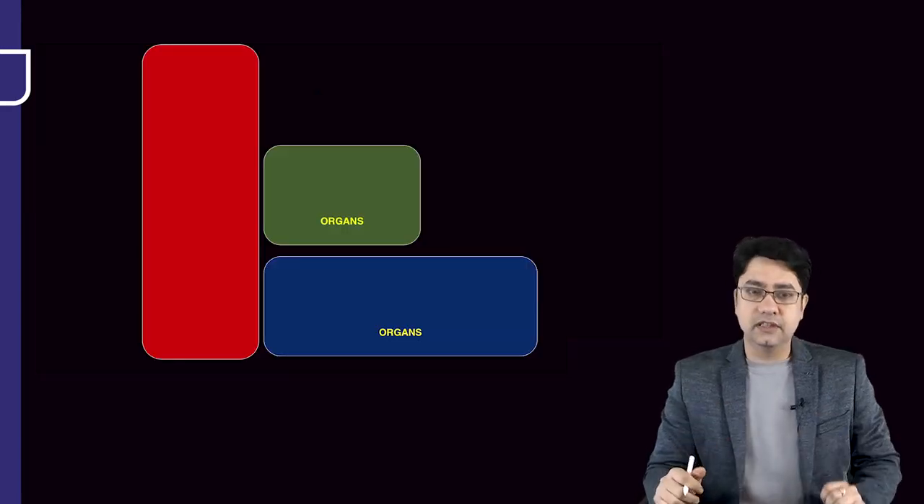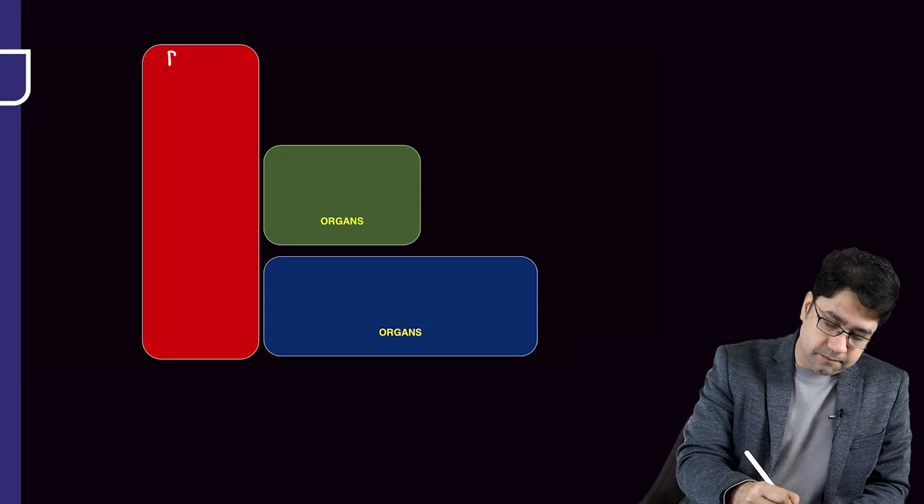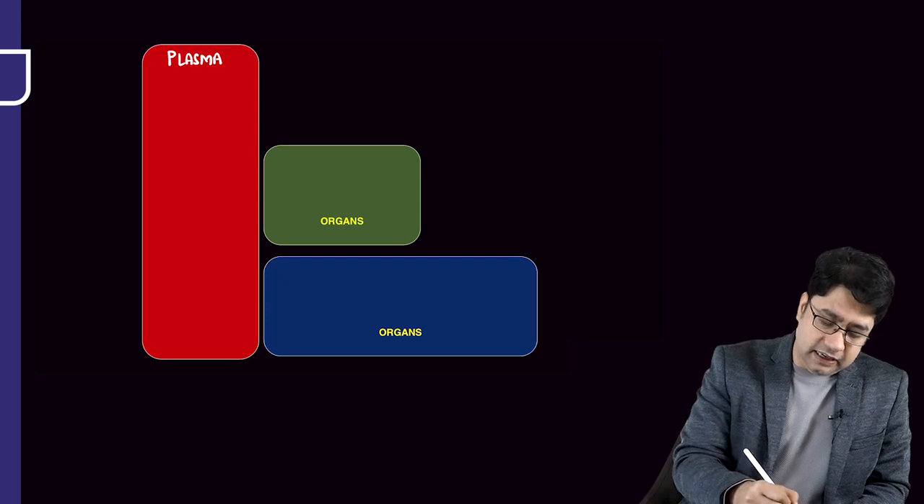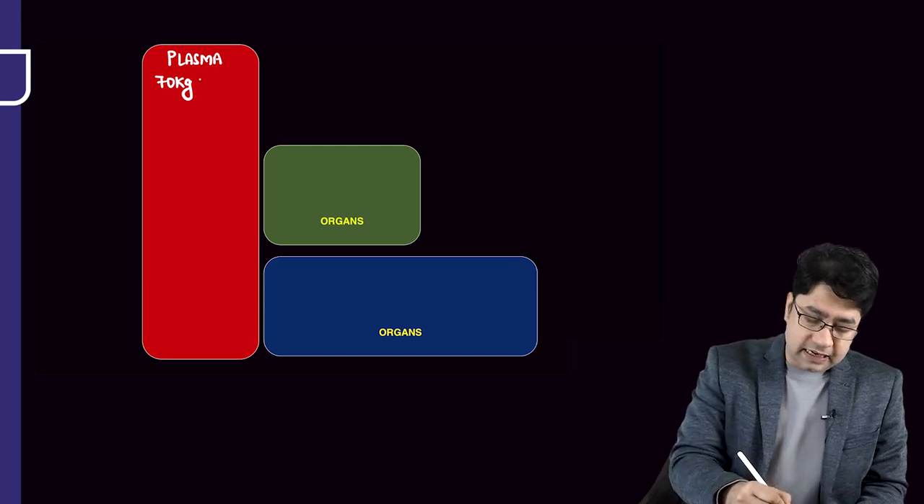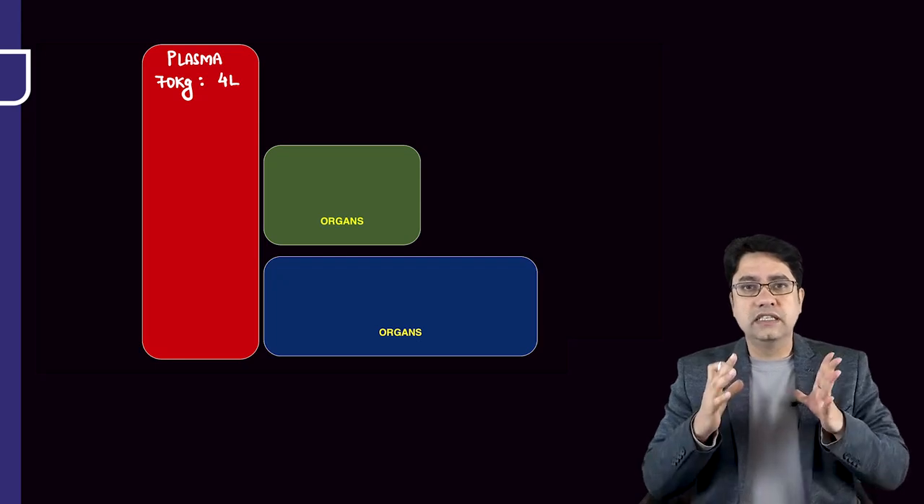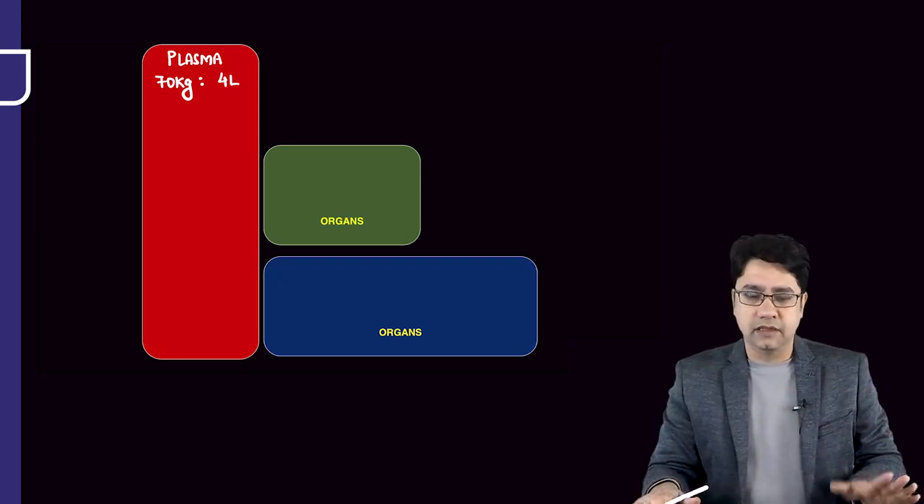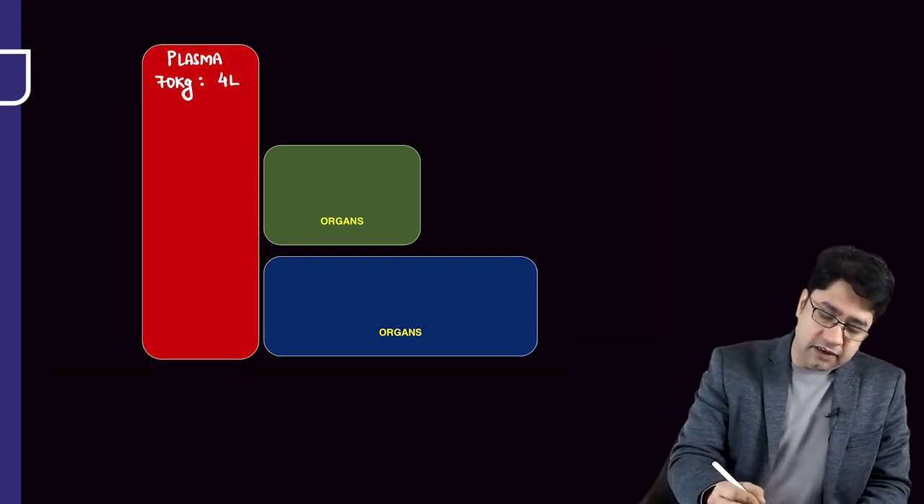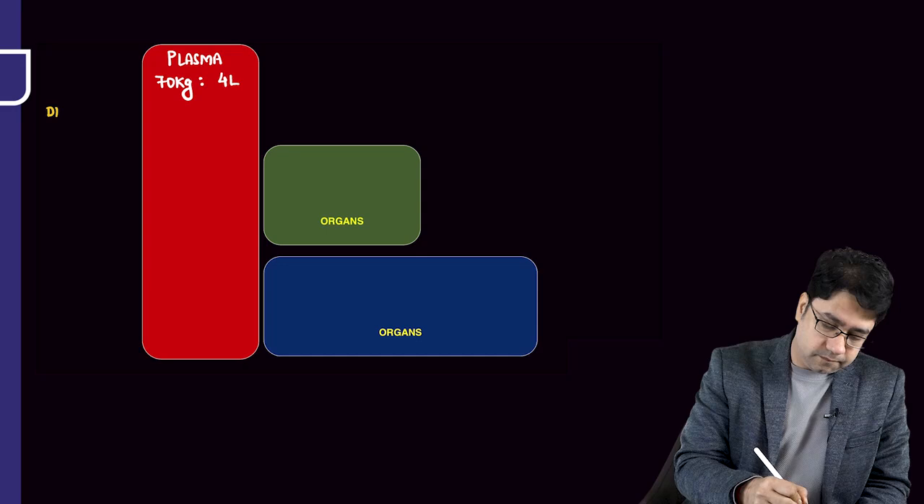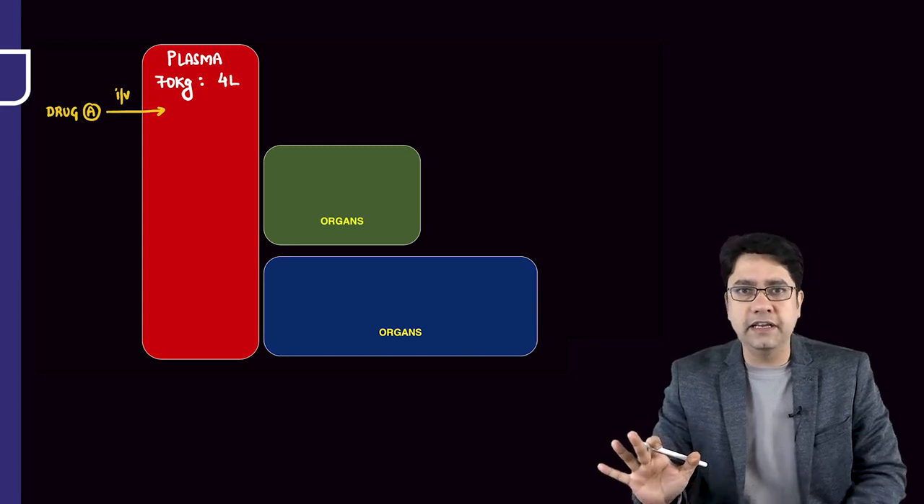So sir, suppose this is plasma. And can we say that a 70 kg person, let's assume a person is 70 kg, has in his body 4 liter of plasma. Now let's say I have given a drug A by IV route. Why IV? Because we don't want to discuss absorption right here.